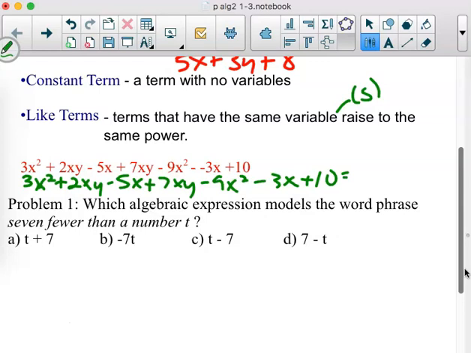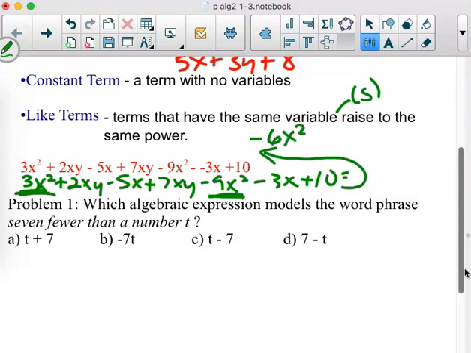Now I look around and I see terms that have the same variables raised to the same power. So I have a 3x squared here. And if it has to have the same variable to the same power, I need another x squared. And that's going to be right there. And 3x squared minus 9x squared would be a negative 6x squared. Let me see, I'm going to come up here a little bit because I write real big.